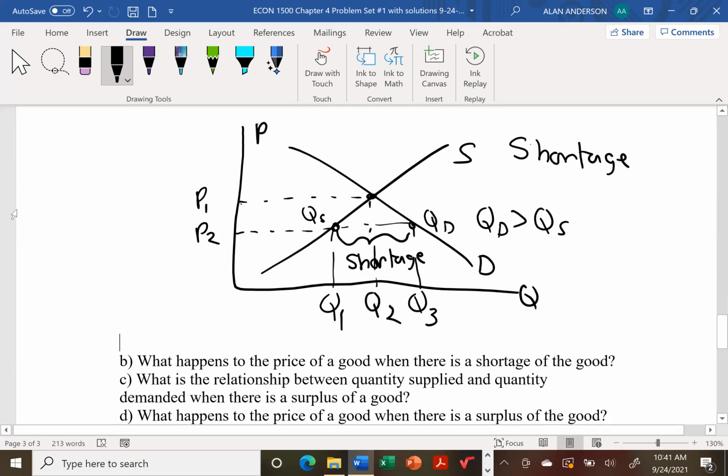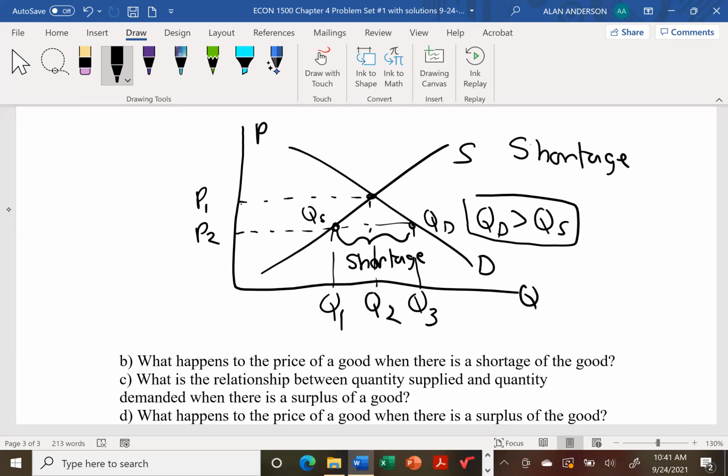So ultimately, this is what you want right here. And it doesn't matter if you write the quantity supplied is less than the quantity demanded. Of course, it means the same thing. The most important detail is that people want to buy more of the product than is available to them. Now, oh, here it is in part B. Now they want to know what happens to the price.